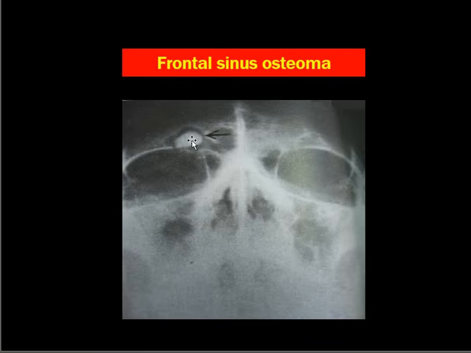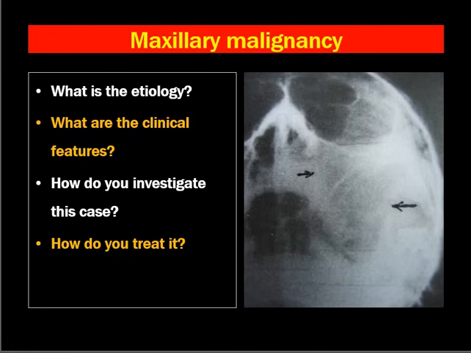You can see frontal sinus osteoma here. Okay, mucocele is common in the frontal ethmoid complex, whereas osteoma is more common in the frontal sinus itself. In case of maxillary sinus malignancy, you can see the bony erosion and you cannot see the bony wall separating from the maxilla. So this is probably a case of maxillary sinus malignancy. The bone is being eroded over here.